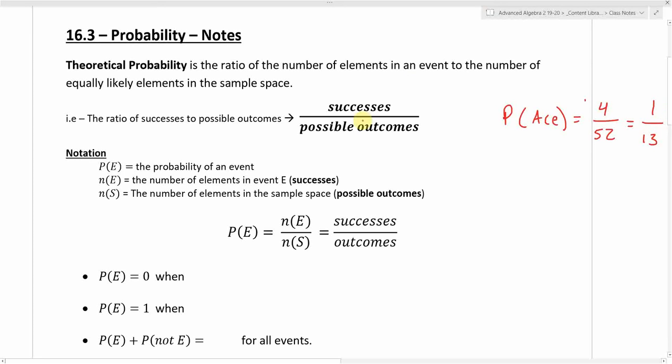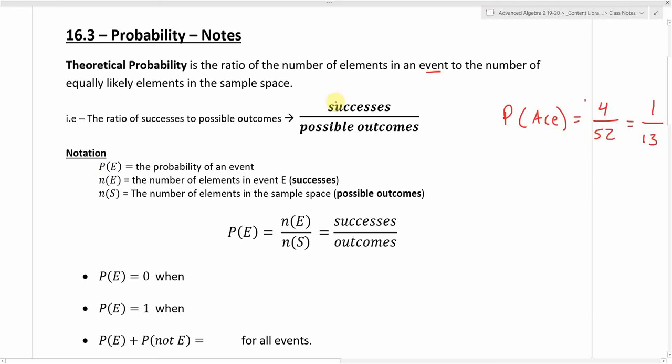But that's the concept of really all the probabilities that we're going to look at, and that's always the way that probability is figured out: the number of ways that you could successfully see the event you're looking for divided by the total number of ways that this experiment or trial could go, total possible outcomes.